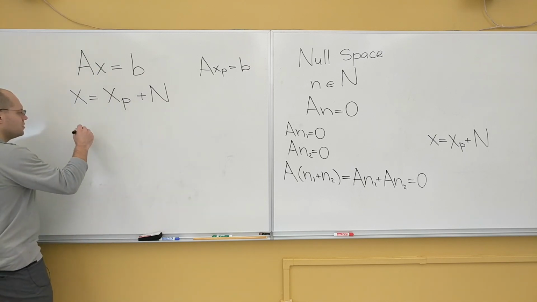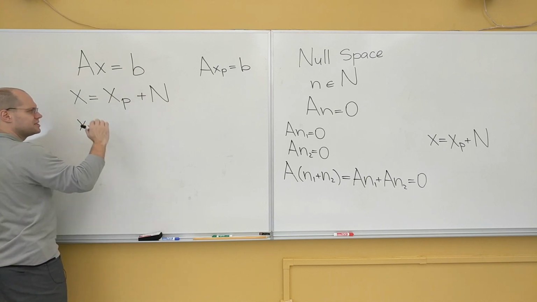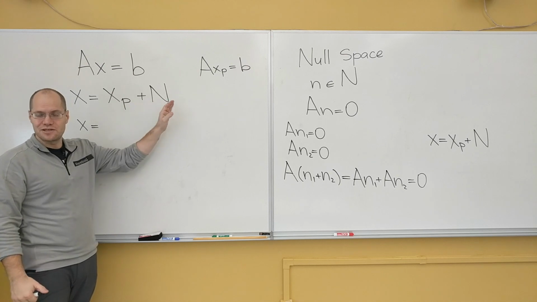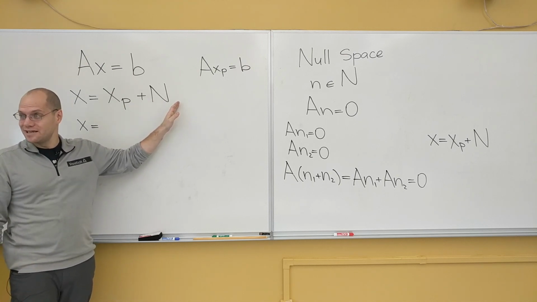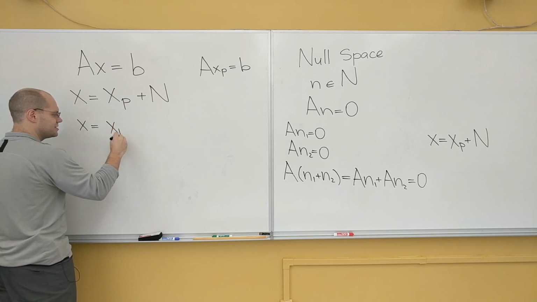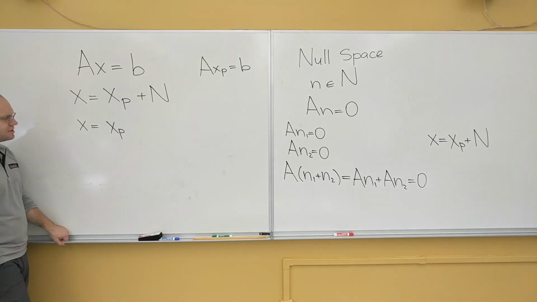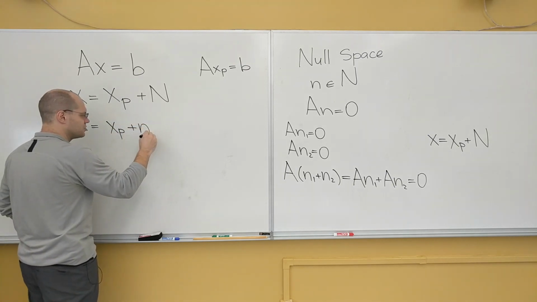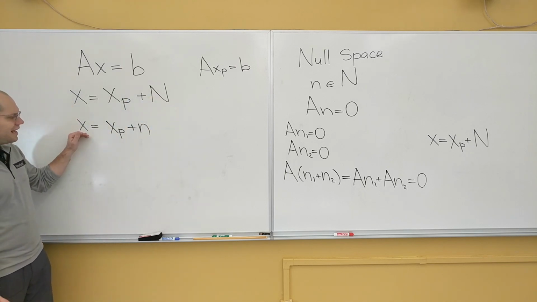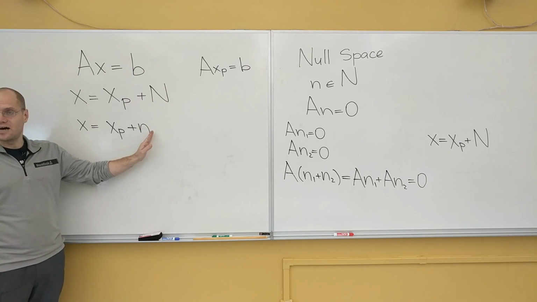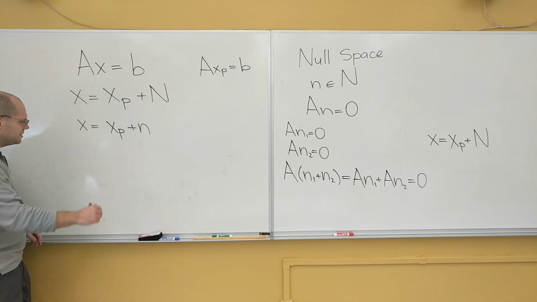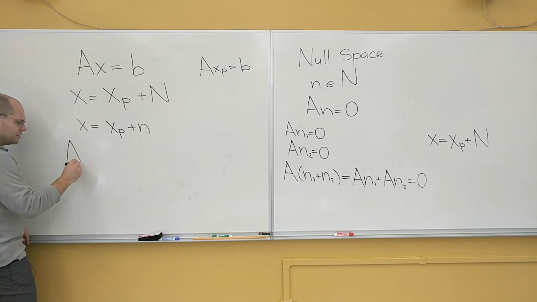Proof. Let me choose one. I'll call it little n. So I'll take my arbitrarily chosen particular solution and I'll add to it any member of the null space. Let me prove that A sends this sum to B and nowhere else. That couldn't be easier. This is the super easy one.